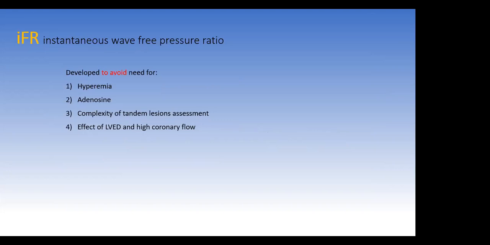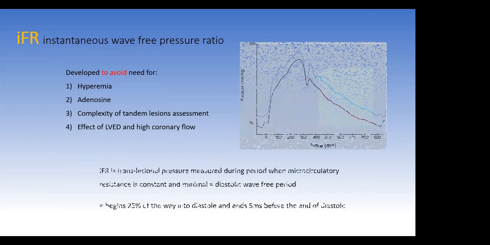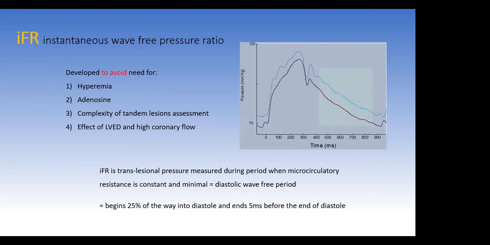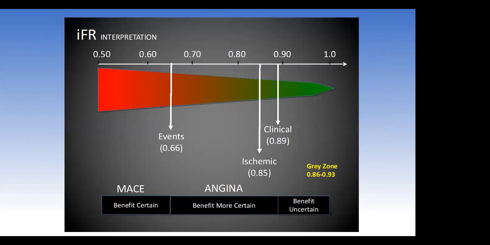FFR has a problem, therefore iFR was developed to try to avoid the need for hyperemia and adenosine, to assess tandem lesions, and to avoid the effect of LVDP and high coronary flow. It measures diastolic pressure, 25% from the onset to 5 milliseconds to the end of diastole. This picture is remarkably similar to the previous one. Ischemic threshold is 0.85 instead of 0.75, and clinically significant is 0.89. For those who can't remember the difference between 0.89 and 0.80, it's 0.8 or 0.9 for simplicity.